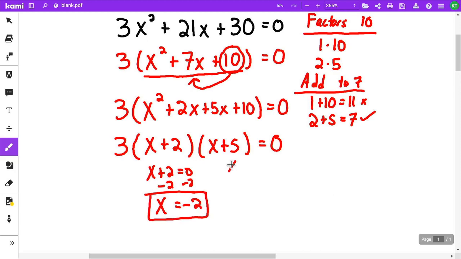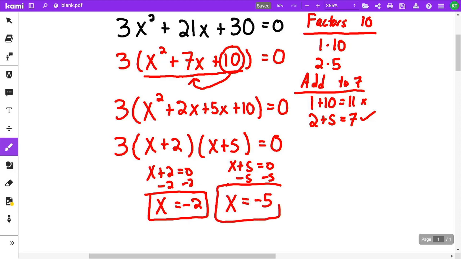And second, we have x plus 5 is equal to 0. Subtract 5 from both sides. So that means our second solution is going to be x is equal to -5. So our two solutions, again, are going to be x equals -2 and x equals -5.